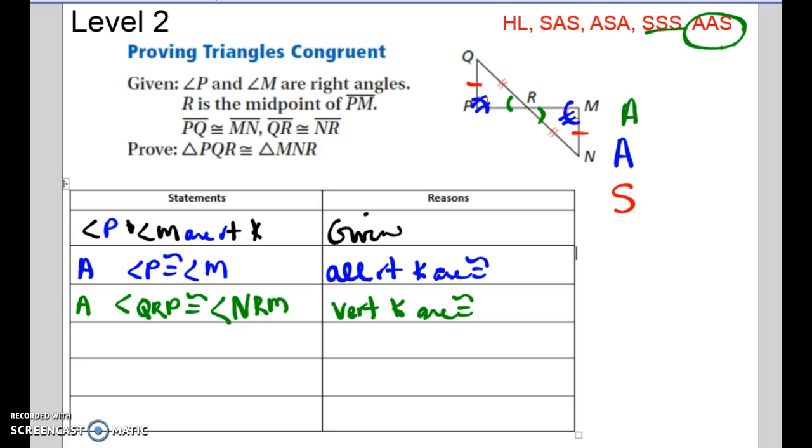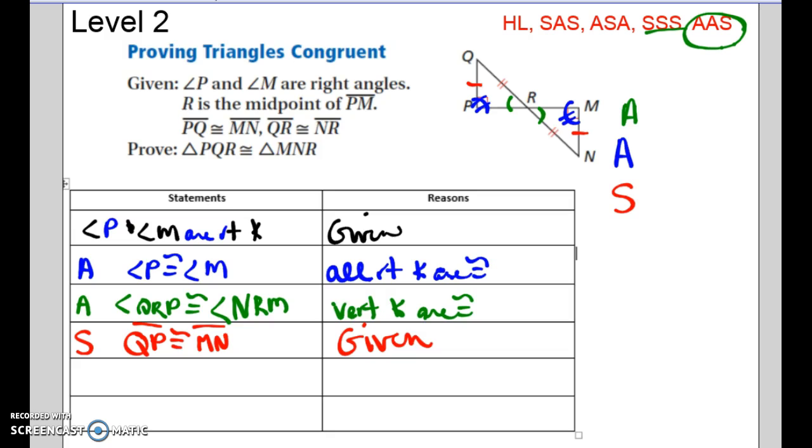So I've got an angle, I need my side. So my side is going to be, whoops, I want that to be red, sorry. Why is it not red? I want QP is congruent to MN. And that's given.